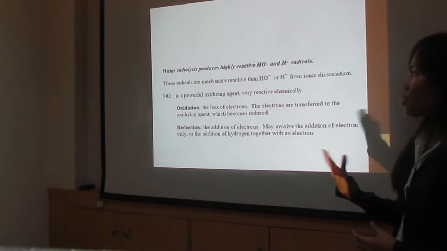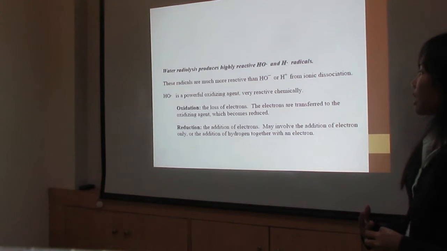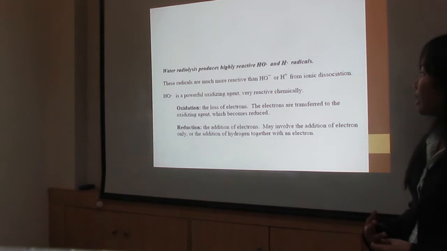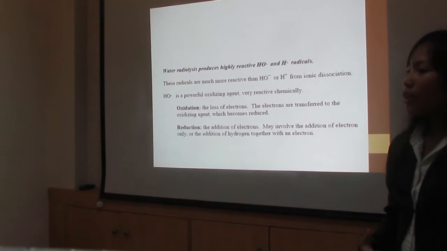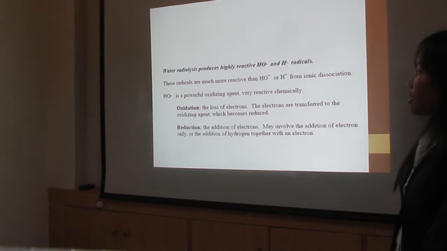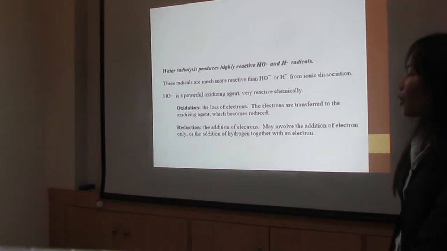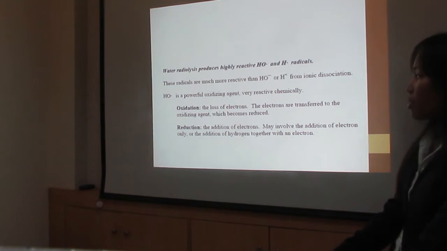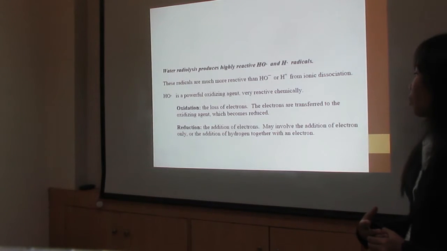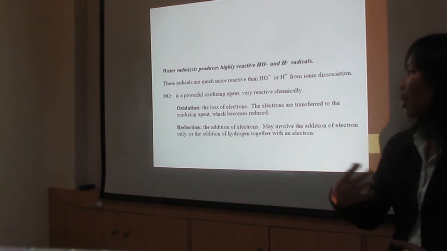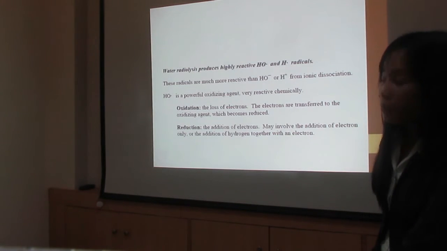These radicals are much more reactive than the hydroxyl and hydrogen ions from ionic dissociation. Hydroxyl radicals are a powerful oxidizing agent. They are very reactive chemically. We all know the concept of oxidation-reduction. Oxidation is the loss of electrons. The electrons are transferred to the oxidizing agent, which becomes reduced, while reduction is the addition of electrons. It may involve the addition of an electron only or the addition of hydrogen together with an electron.